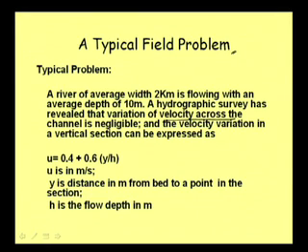Velocity across the channel is negligible, and the velocity variation in a vertical section can be expressed as this. Suppose u is the velocity at a particular point, or rather at a particular level in a vertical direction, then this can be expressed as u = 0.4 + 0.6 y/h. Of course, we can have different expressions for this sort of velocity. This is just one I am showing, and u is measured in meters per second.